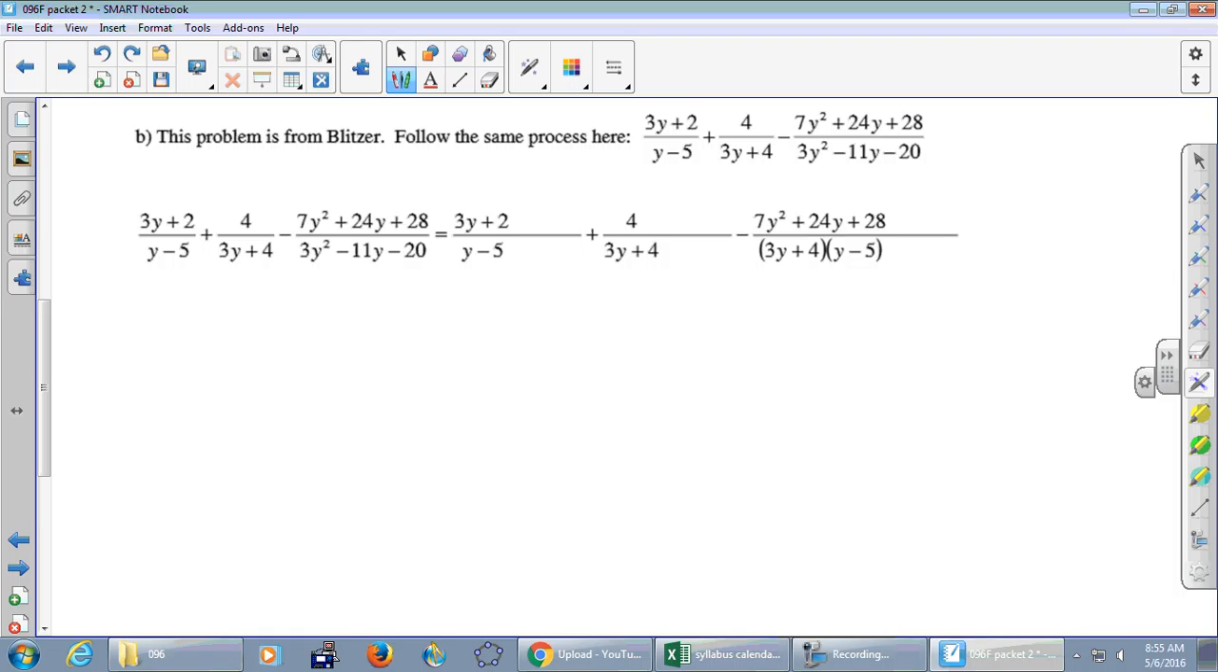And I just want to point out at this stage right here that, for example, if you wanted to look at this 3y plus 4 and you want to make a common denominator with this y minus 5, it's tempting to maybe say, okay, let's see, how can I turn this minus 5 into a plus 4? Well, I guess I could add 9, right?